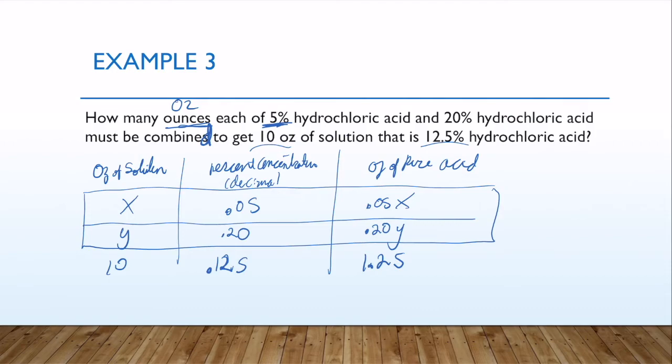So now I've got two equations. I know that x plus y has to equal 10, and I know that 0.05x plus 0.2y has to equal 1.25. Now I'm going to multiply this entire equation by 100 to get rid of the decimals. So let's give us some more room to work. I'm going to use a whiteboard for the first time in these videos. So I have x plus y is 10, and 5x plus 20y is 125.